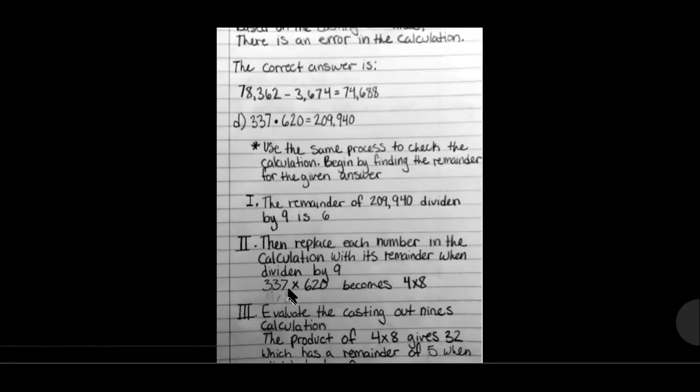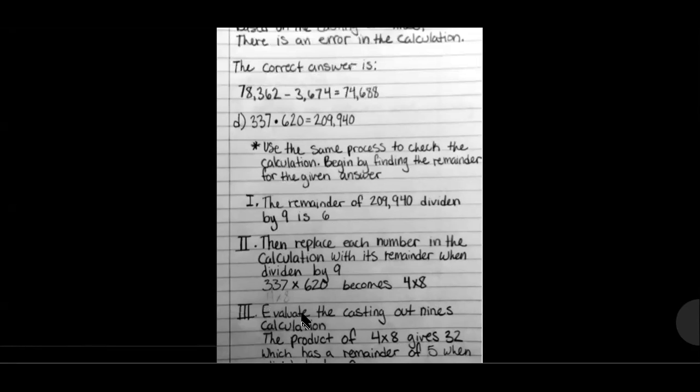Then replace each number in the calculation with its remainder when divided by 9. So this times this becomes 4, because we add 3 plus 3, which is 6, plus 7, which is going to give us 12, I think. And then it's going to be divided by 9, which is going to give us a remainder of 4. Then it's going to be 6 plus 2, which is going to give me 8, and 8 cannot be divided by 9, so therefore it just stays the same.